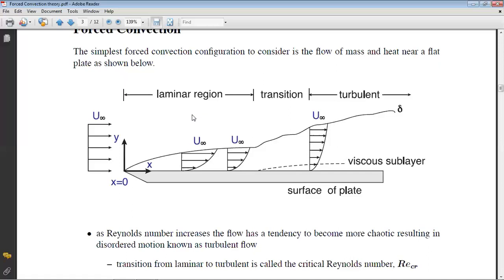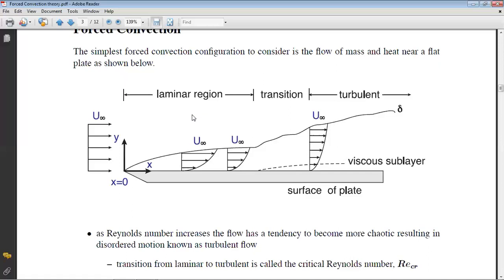It is not the same for all conditions. The critical Reynolds number is 5 into 10 to the power 5 only for a flat plate, that too external flow. In a similar way, for a pipe, if the Reynolds number is 2300, then it is considered to be laminar flow. If it is between 2300 and 4000, it is considered to be transition. And if it is more than 4000, it is turbulent.